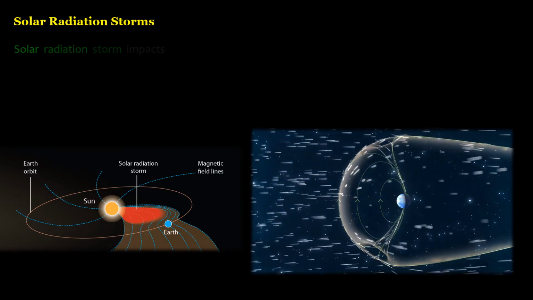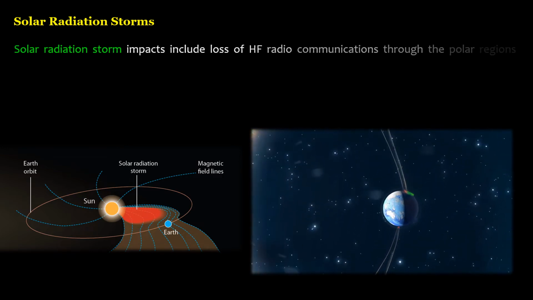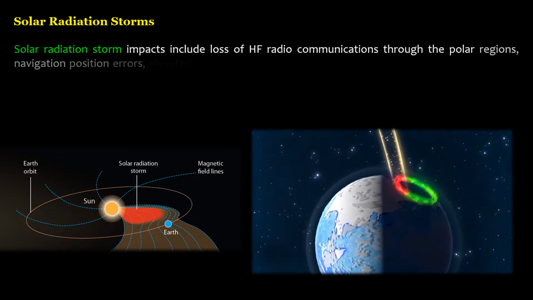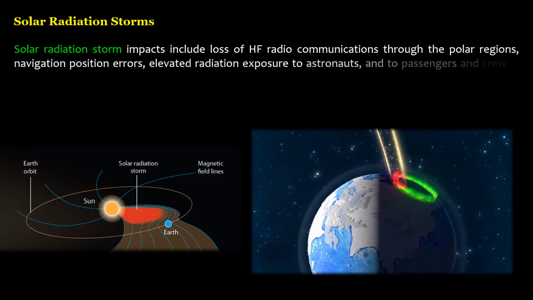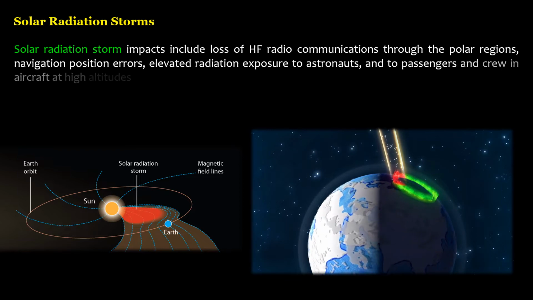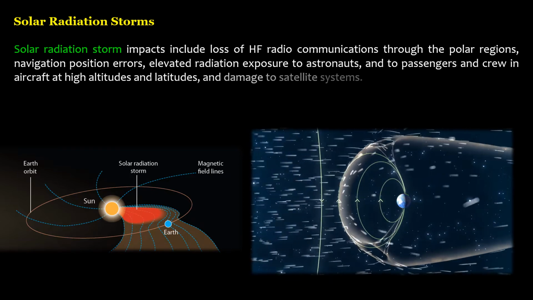Solar radiation storm impacts include loss of HF radio communications through the polar regions, navigation position errors, elevated radiation exposure to astronauts and to passengers and crew in aircraft at high altitudes and latitudes, and damage to satellite systems.